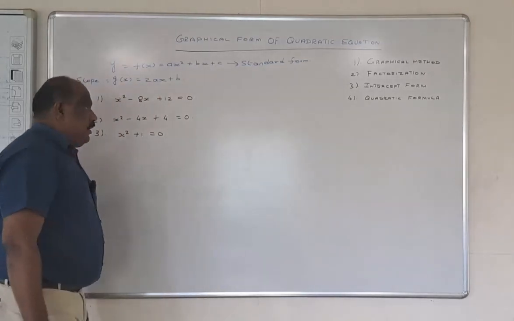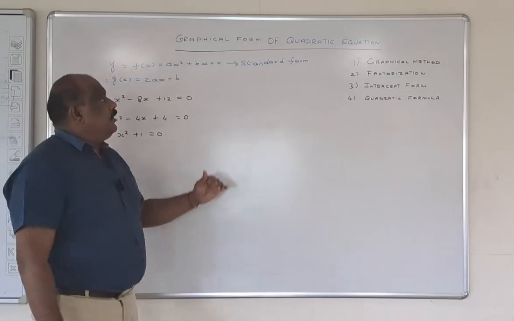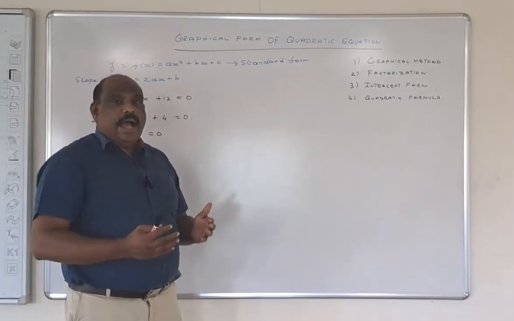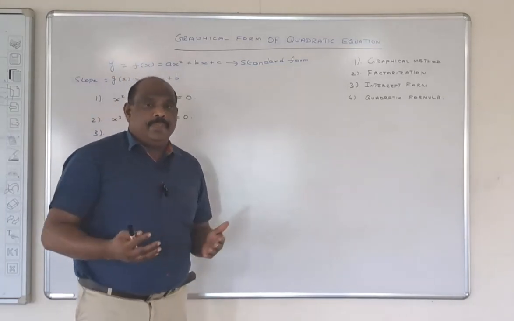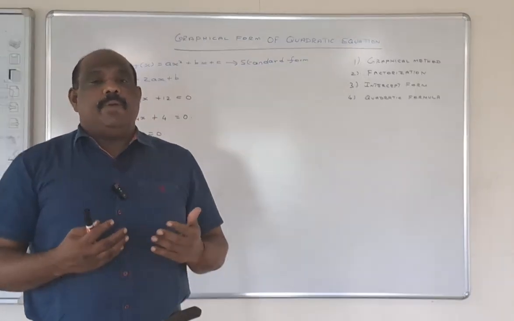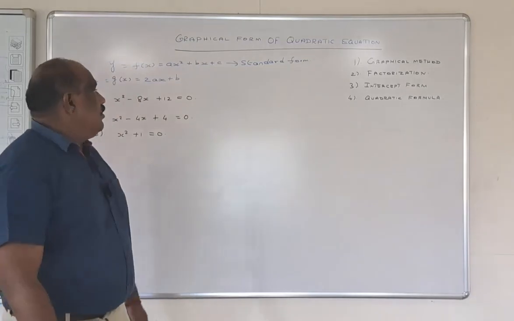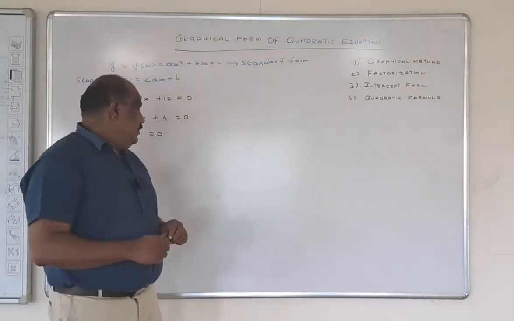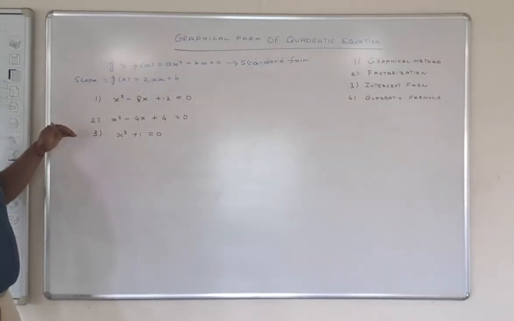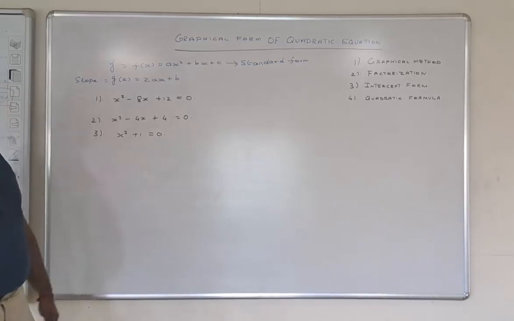Today in this lecture, we will see the usage of the graphical method in finding the various roots of the quadratic equation, as well as try to figure out whether there will be real roots, or imaginary roots, or no roots. All those things we will try to capture with the help of the graphical method. For this, today I have taken three examples, three cases. The first one is x squared minus 8x plus 12 equals 0, followed by the next two.